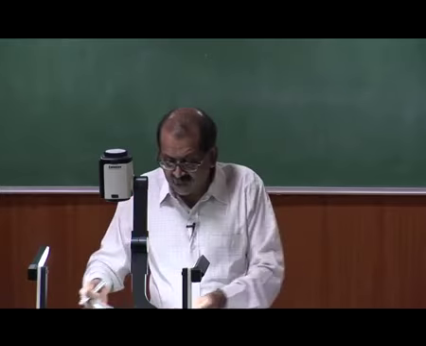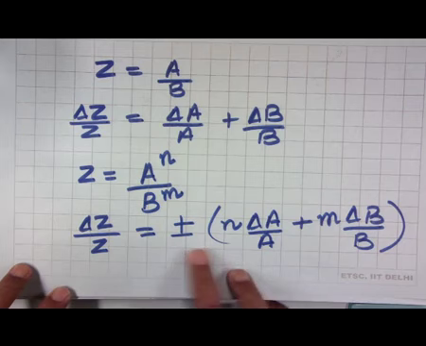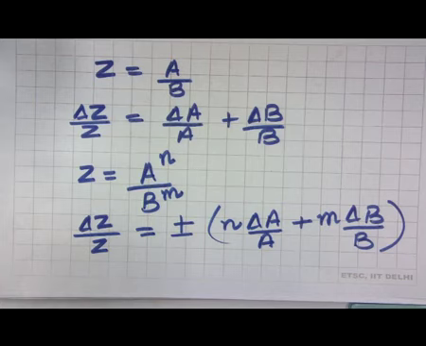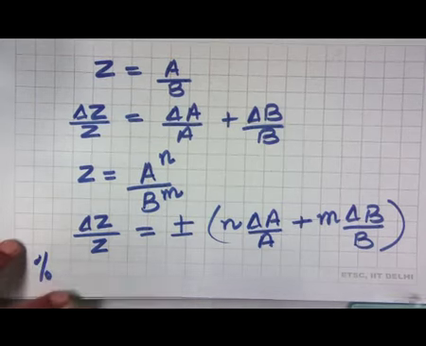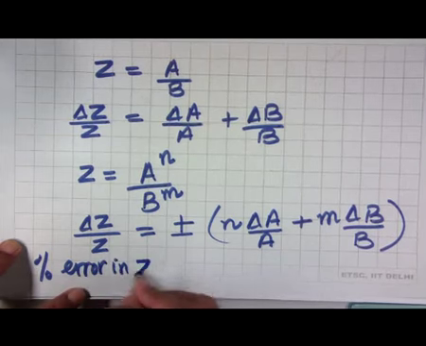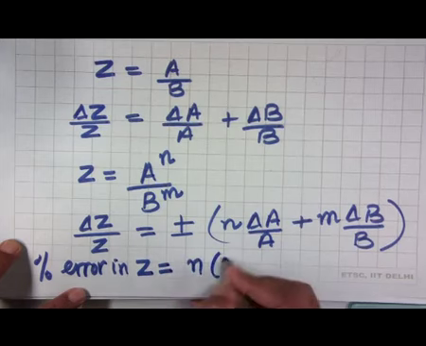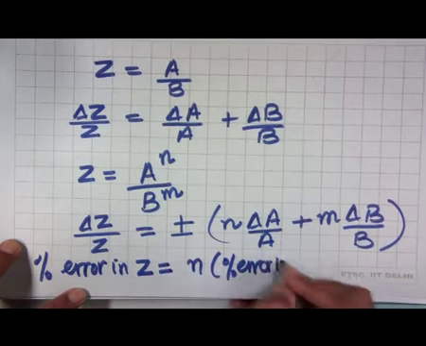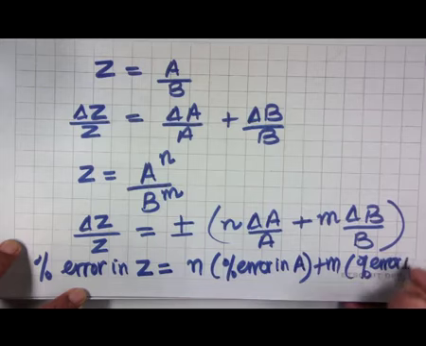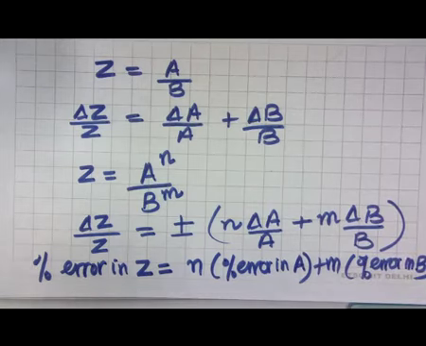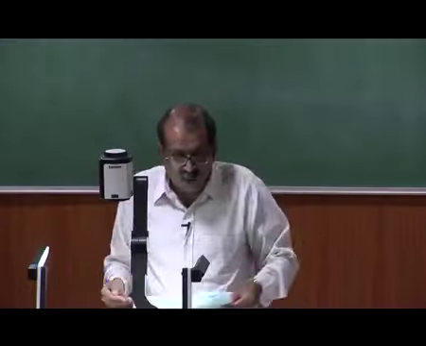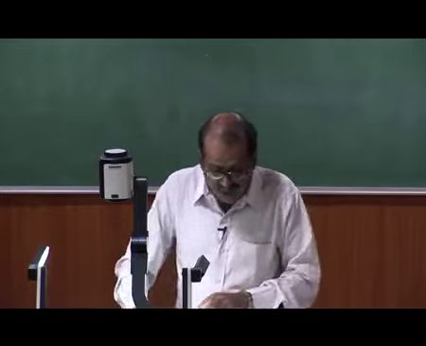Now, this formula, delta Z by Z is equal to plus minus n delta A by A plus m delta B by B, will also work for the percentage error, because when we multiply both sides by 100 we will get the same thing. So, we will say percentage error in Z is equal to n times percentage error in A plus m times percentage error in B. So, these are the formulas we will use when we have to find the errors of products and divisions. And let us take a small example.